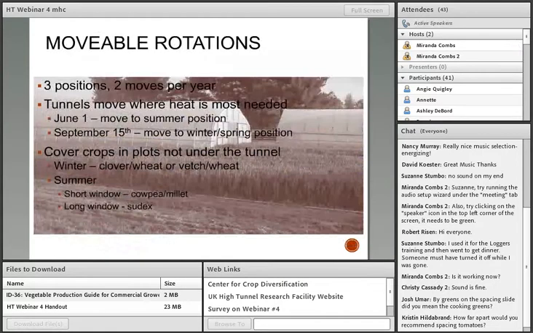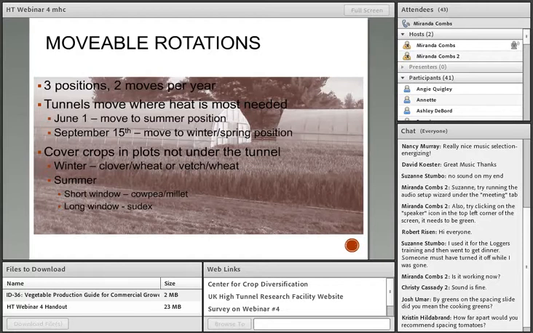So in the past, we've run 2 moves per year. So we do a move earlier in June, we move them to their summer position. So basically what this allows us to do is to get our summer crops established and get them some early heat at this point, where if our tomatoes aren't fruiting, they're getting awfully close. And then we're getting the heat off of those crops, and we'll move them, and then we'll plant some really heat tolerant crops like cucumbers, peppers, and eggplants. And then we'll move the tunnel again into its winter or spring position around the middle of September.